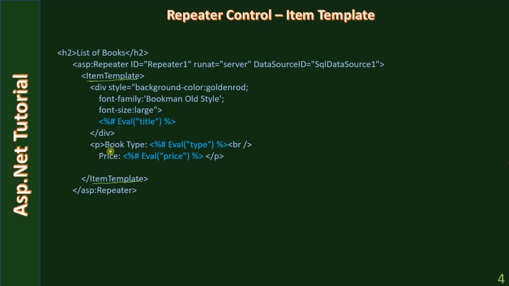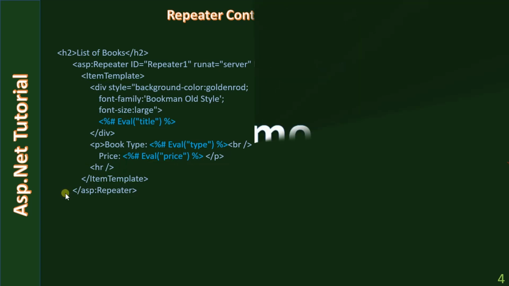After that we have a paragraph separated by a break, a paragraph with a break in the middle. Here we are displaying the book type column and here the book price. The title is displayed with a different background color. To show the separation between the records, we are simply adding a horizontal ruler HTML element. That's all here. Now we will go to the demo.